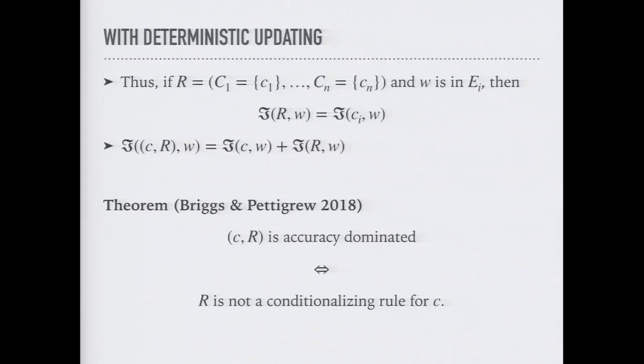So what the argument says is, if I've got to tell you what the accuracy is of this whole combined entity, the prior and the rule together, the accuracy is just going to be the sum of the two of them. You can actually make them weighted sums if you want, but this is the one that we went for. So your accuracy of your prior plus the accuracy of your rule, which is given, as in the previous case, by the accuracy of the Green's function the rule will endorse at that point. If you do that, then it's going to turn out that you're accuracy dominated just in case you're not conditionalizing the rule. So given you don't want to be accuracy dominated, you should be a conditionalizing rule.